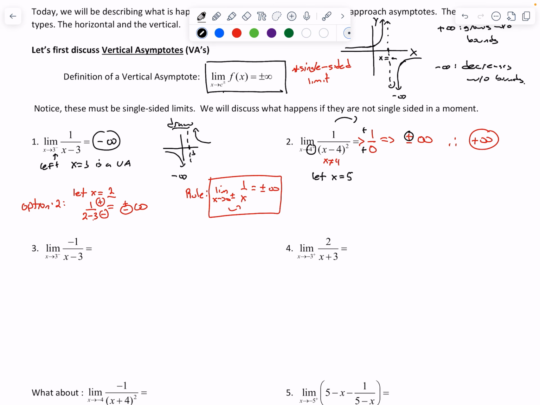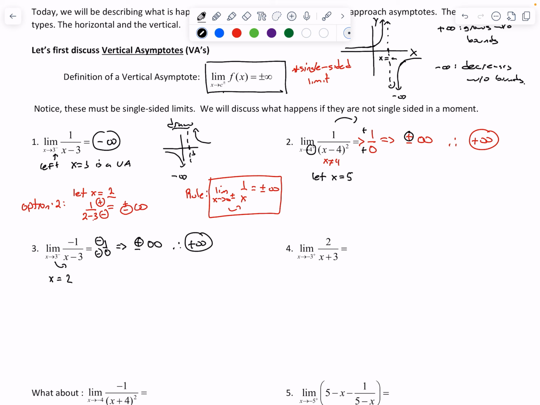Again, I know if I plug in 3, I get 1 over 0. So this is going to be either plus or minus infinity. So I'm going to let x be this time a number close to 3, but on the left, like 2. Plugging in, the top is negative 1. If I plug 2 into the bottom, I get 2 minus 3, which is a negative. And what do two negatives make? A positive. So therefore, this would give us positive infinity.